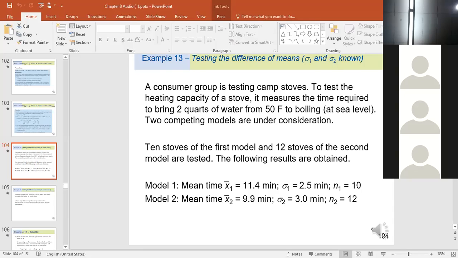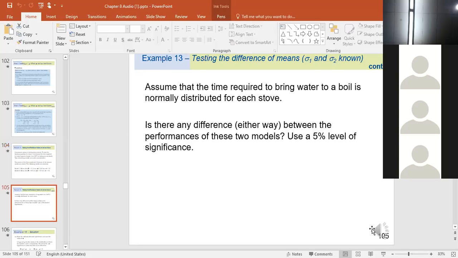So don't complete the test because we don't know yet what the claim is. I just want us, before we go to the next slide, have you entered the statistics? Assume the time required to bring water to a boil is normally distributed for each stove. Is there any difference either way between the performance of these two models? Use a 5% level of significance.